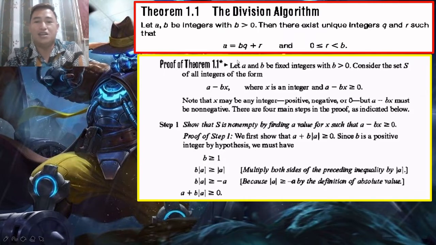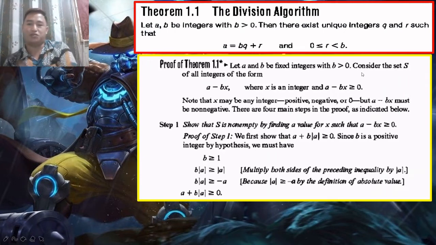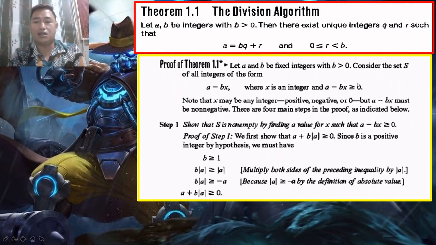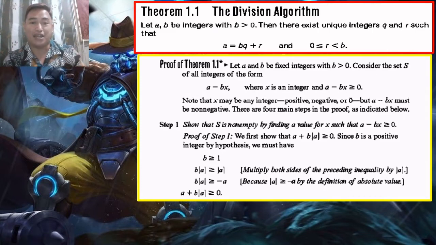Itong first i-consider. So, let a and b be fixed integers. So, muna ni ang proof sa theorem 1.1. Okay, let a and b be fixed integers with b greater than 0. So, positive. Consider the set S of all integers of the form a minus bx, where x is an integer and a minus bx is greater than or equal to 0. So, ang ato lang i-consider, class, katong mga greater than or equal to 0. Okay, pero magamit nato ito katong well-ordering axiom nato nga kung naa tay set of positive numbers, naa tay smallest element, di ba?